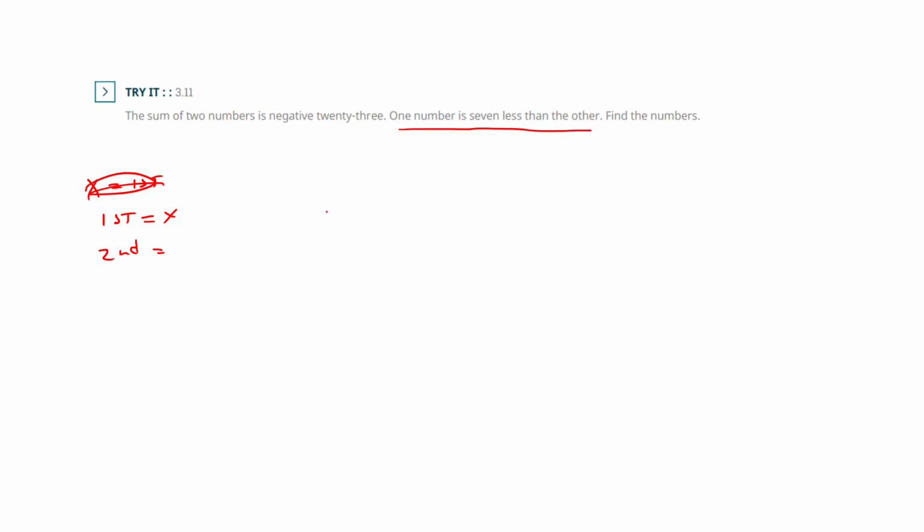7 less than the other. So less than goes the other way around. So it reads, what does it read? 7 less than the other makes it look like 7 minus x, but less than flips it, so x minus 7.